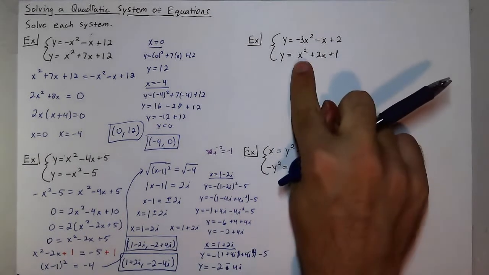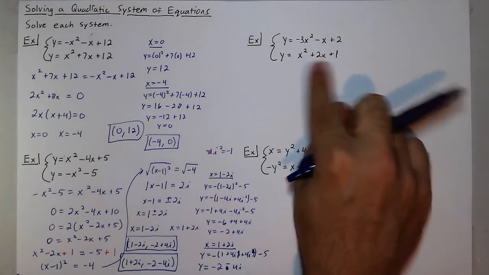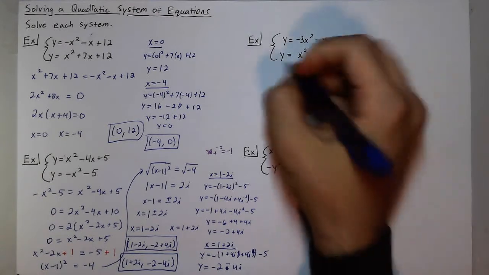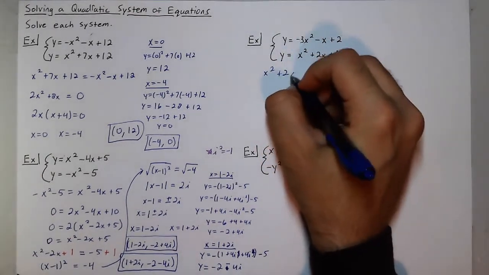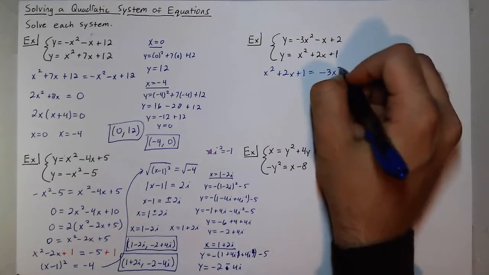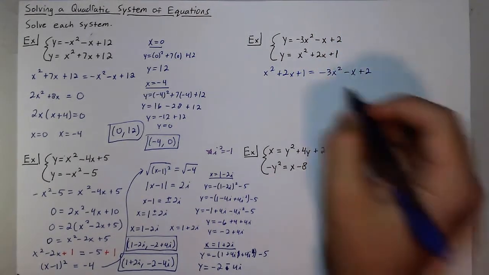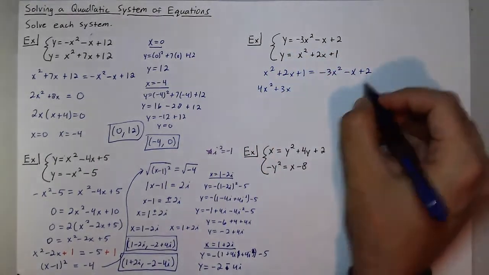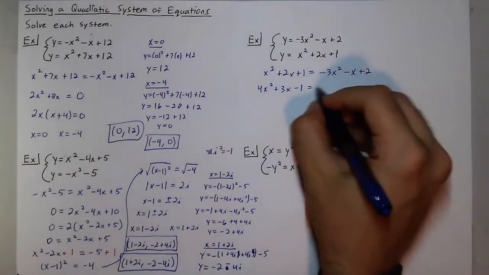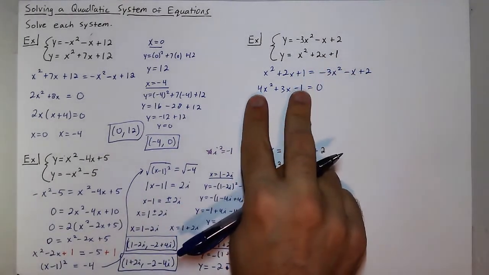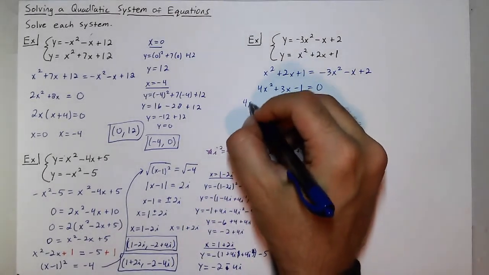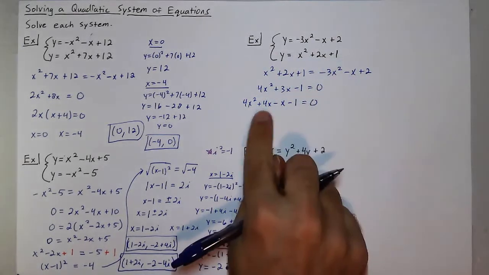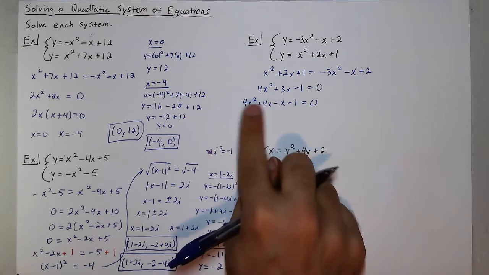Now, solving the next one, we'll have x squared plus 2x plus 1 plugged in for a y here. So I'll have x squared plus 2x plus 1 is equal to negative 3x squared minus x plus 2. Move everything to one side, give me 4x squared plus 3x, and then minus 1 equals 0. So now I'm looking for two numbers that would multiply to negative 4, but add to 3. So give me 4x squared plus 4x minus x minus 1, because that would be 4 and negative 1 would add to 3, but then multiply to negative 4.